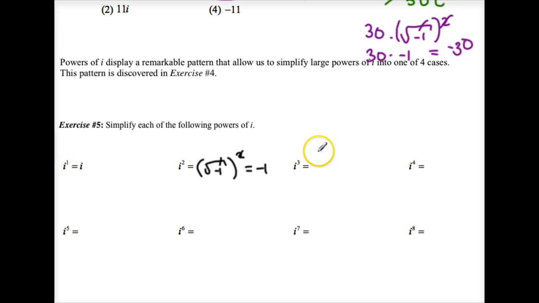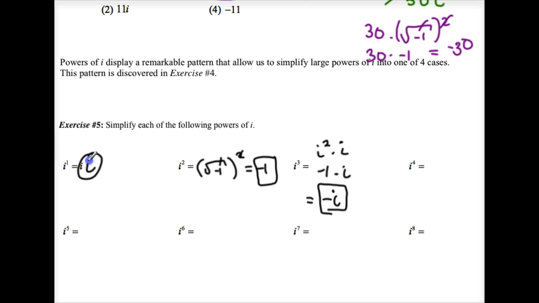i to the third is the same thing as saying i squared times i. I know i squared is negative 1 times i, which gives me negative i. That's my final answer. Let me just box these off. And this was given. i to the fourth, we know, is i squared times i squared. What is i squared? i squared is negative 1, times negative 1 is a positive 1.